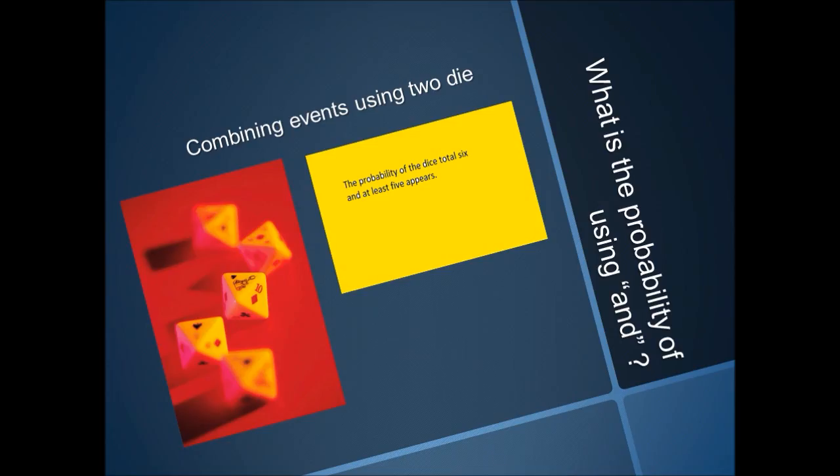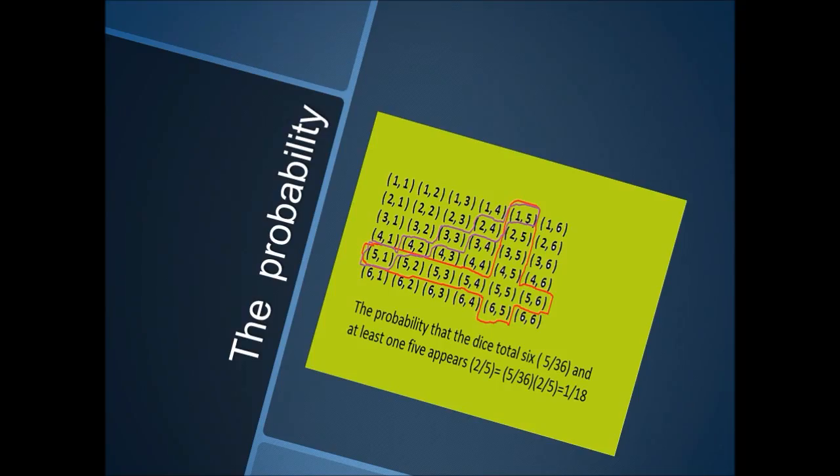What's the probability of using and? What is the probability of one dice totaling 6 and at least 1 5 appearing? The probability that the dice total 6 is 5 out of 36, and out of those dice, 1 5 appearing is 2 out of 5. By multiplication, 5 over 36 times 2 over 5, we get 1/18. The probability of both events happening is 1 over 18.